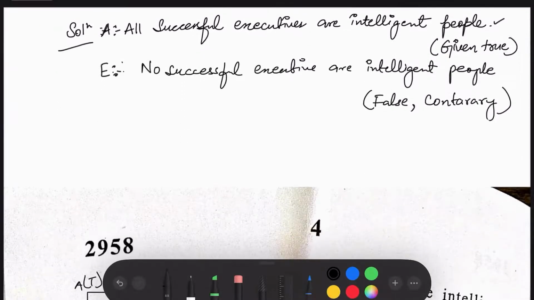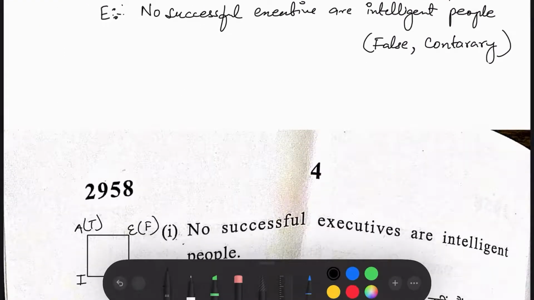Now if you remember the traditional square of opposition, if your A proposition is true then E becomes false. So no successful executives are intelligent people will be false, by the contrary relation. Since A is given true, we can find the solution of E as well. We can find the truth or falsity of the E part. Meaning no successful executives are intelligent people will be false because it is contrary.